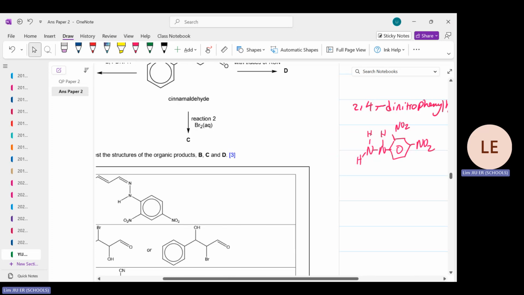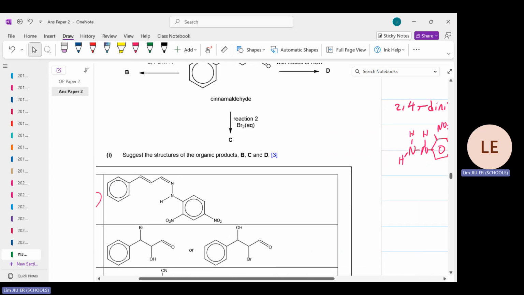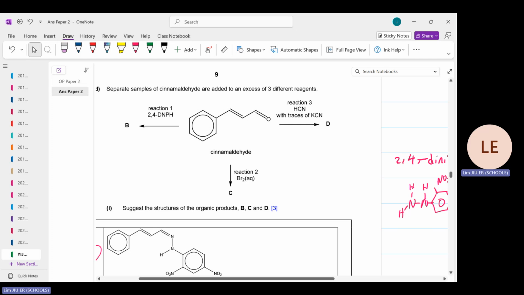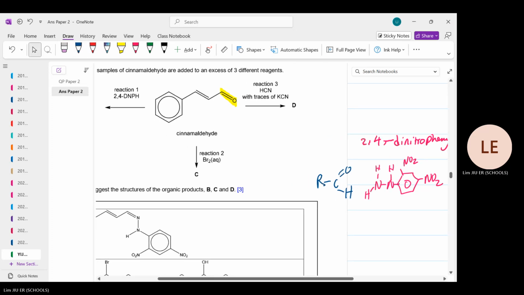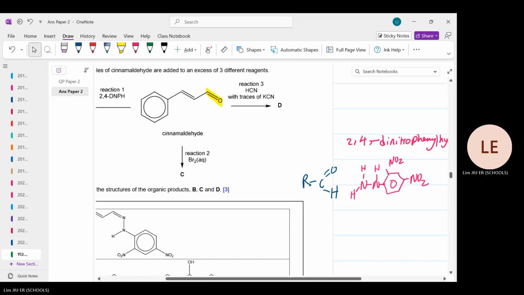Now, in this case, the 2,4-DNPH reacts with only the carbonyl, correct? So the carbonyl in this case is here. I will draw it as R, C double bond O. Then what should I do after that? You know that water is eliminated, right?